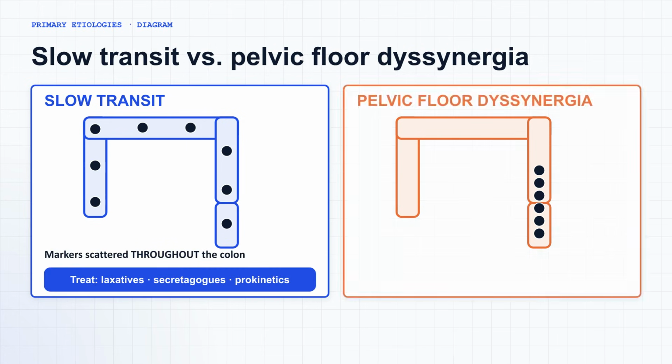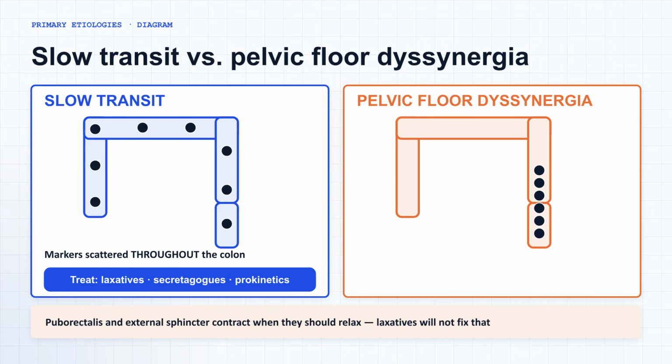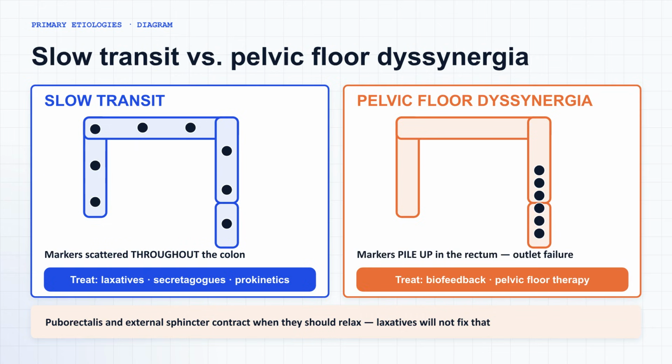Now the right path. Pelvic floor dyssynergia. Colonic transit is normal, but the outlet fails. The puborectalis and the external sphincter contract when they should relax. Markers pile up in the rectum. That patient needs biofeedback therapy, not more laxatives, which is exactly why the diagnostic workup matters.